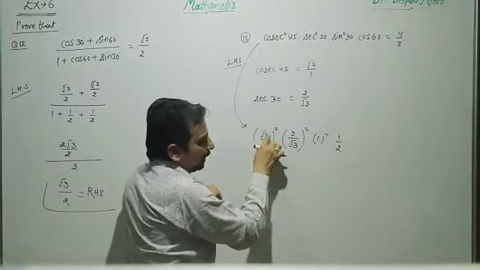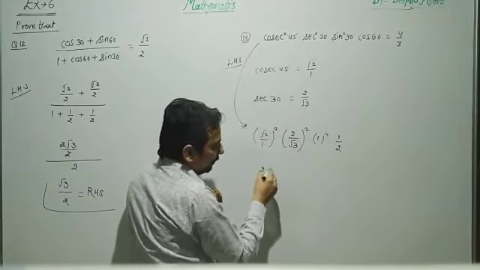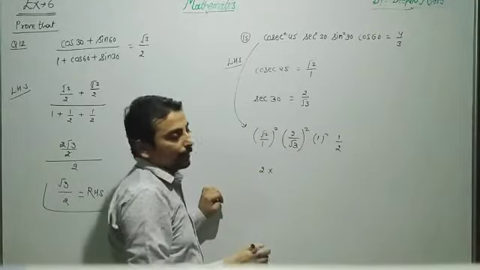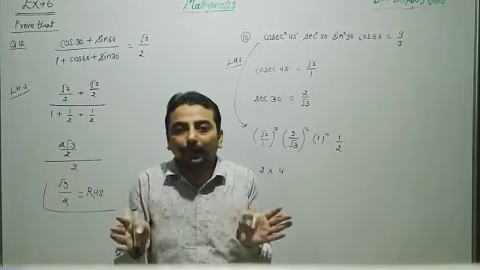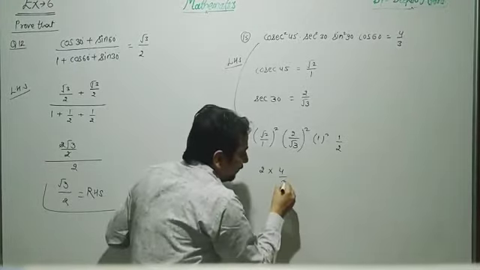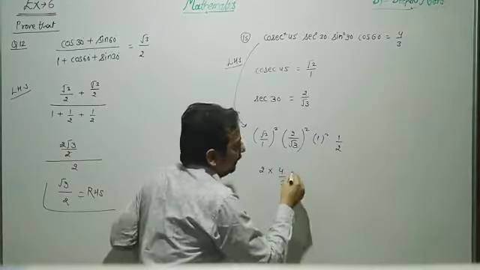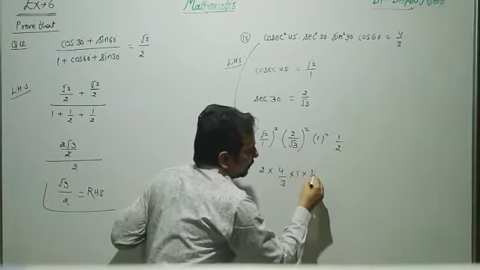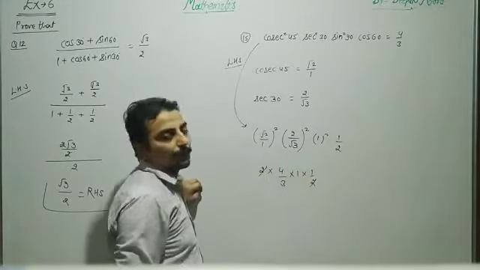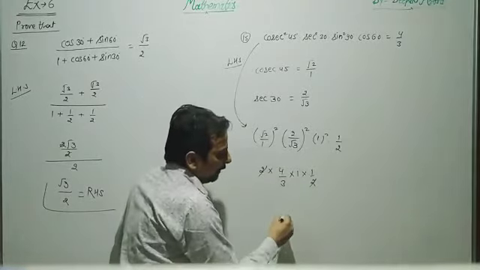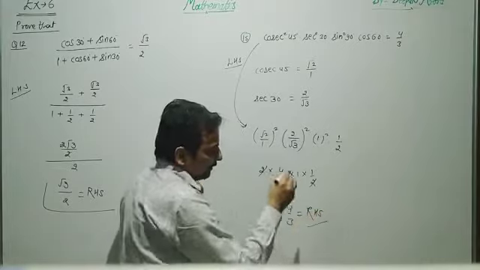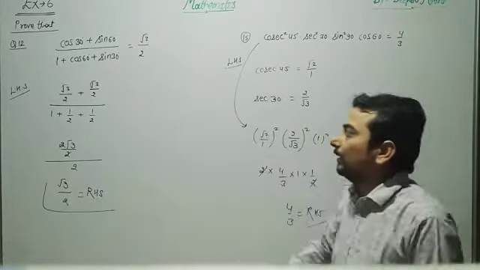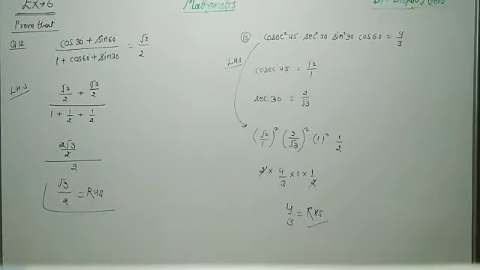So the square of root 2 is 2, multiplied by the square of 2, which is 4, and the square of root 3 is 3, and 1 is also 1, and 1 by 2 is 1 by 2. Cancel the 2, then multiply by 1, and we get 4 by 3, which is the value of the RHS. You can see that both questions are easy, and you can take a screenshot of this and solve the questions.